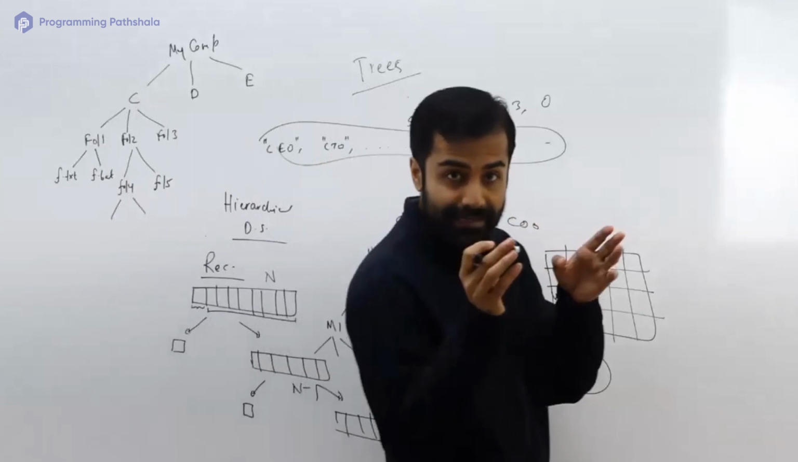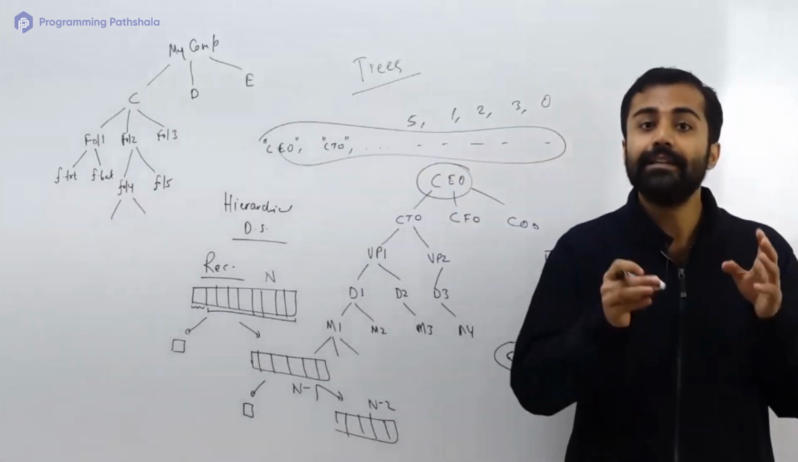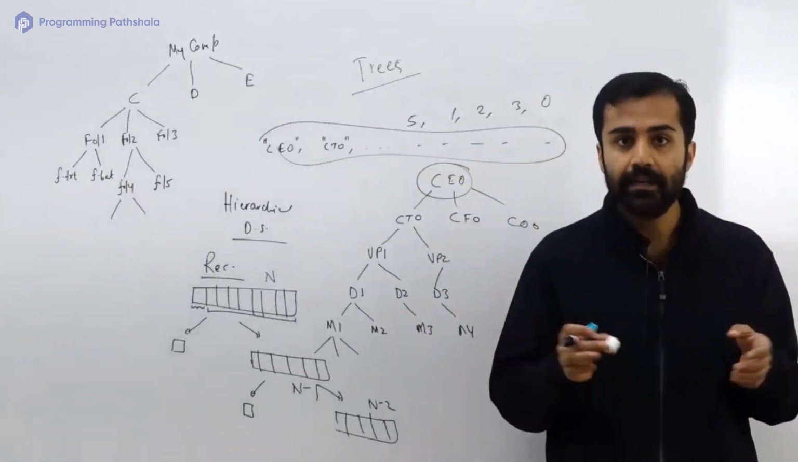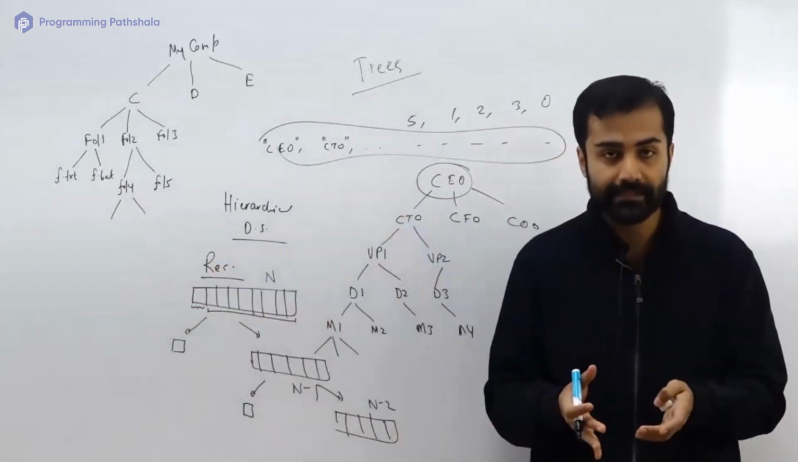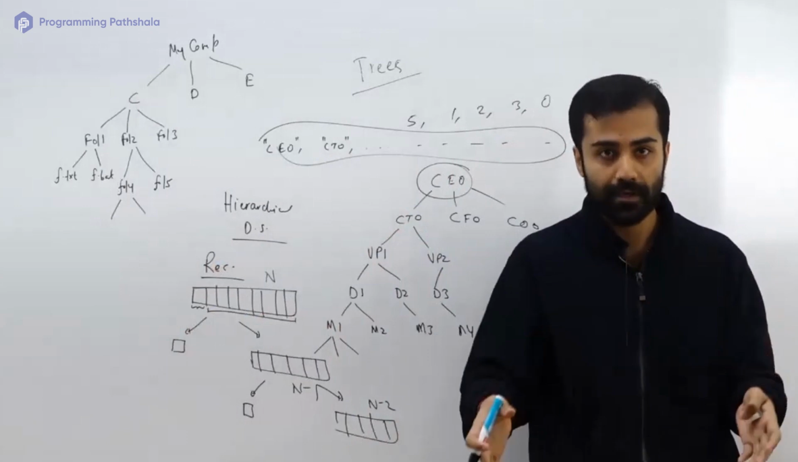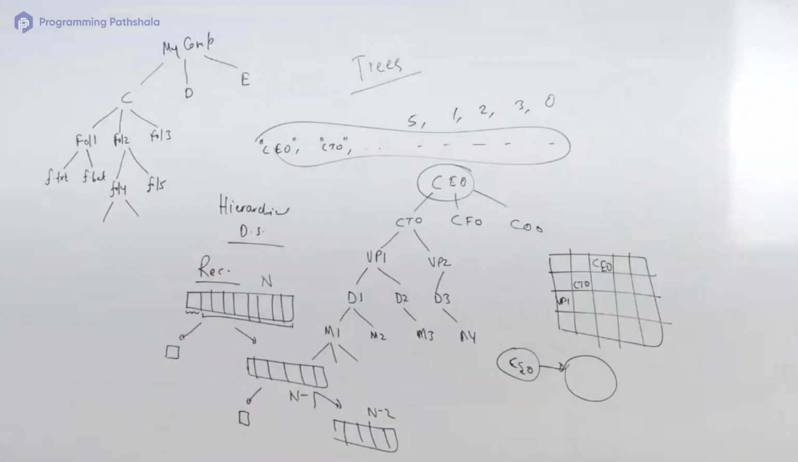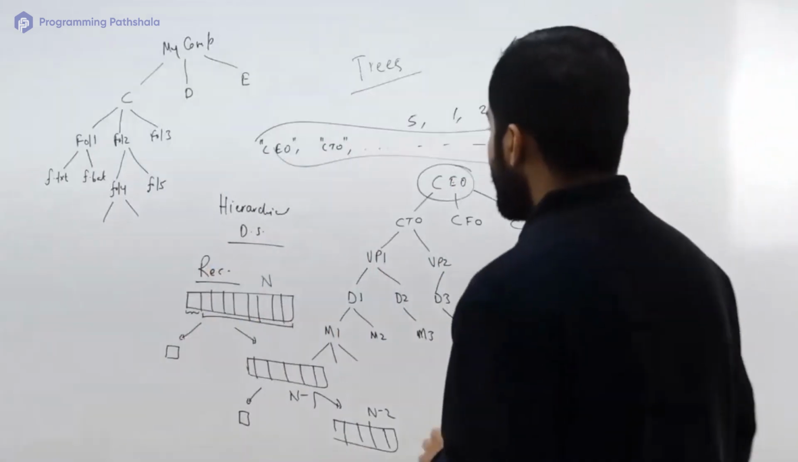So no matter what data structure you have, you can use recursion on it. Why? Because you can always take away something from it, and whatever remains is the same thing with a smaller size, right? The same is true with trees as well.